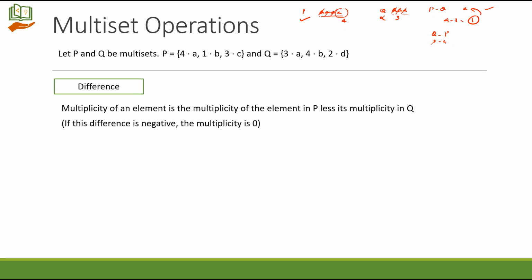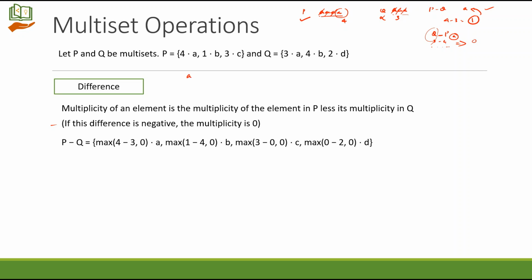So this negative difference should be considered as zero multiplicity in terms of difference. That is why they have given this particular point. Let's take P difference Q. So let's find the difference initially.